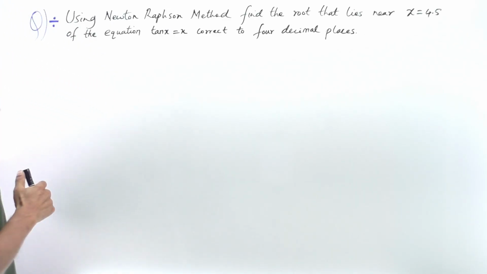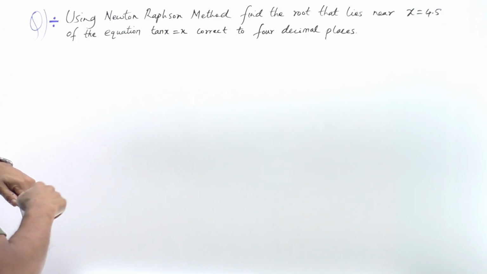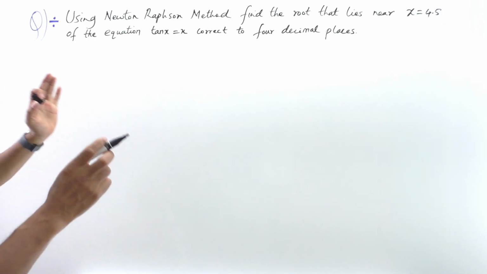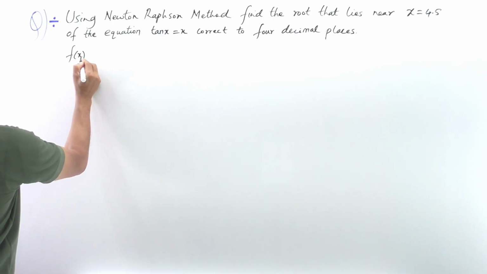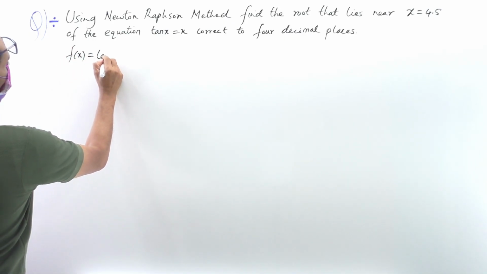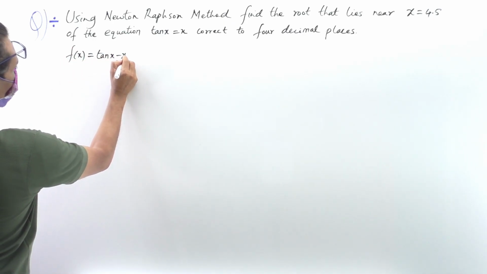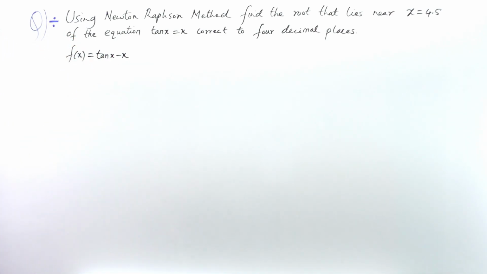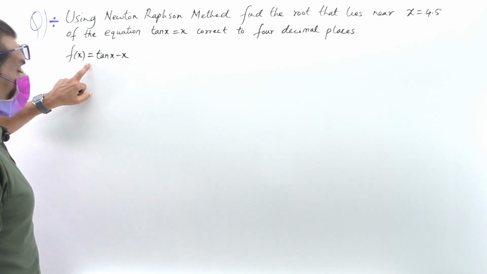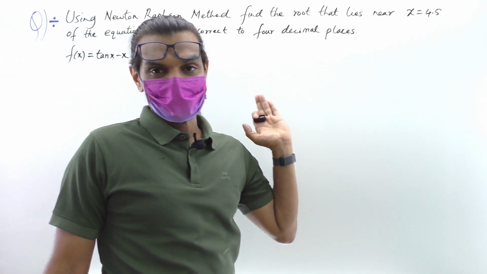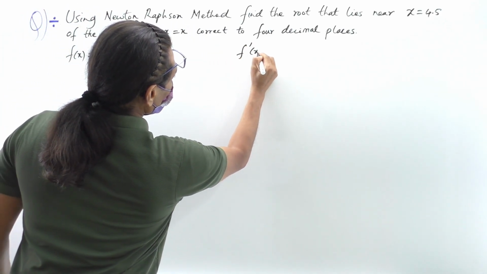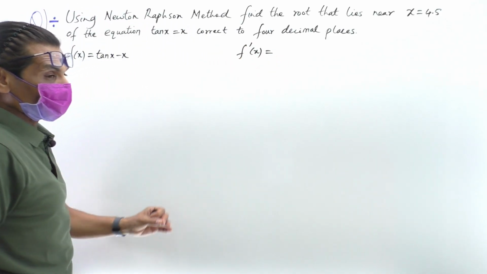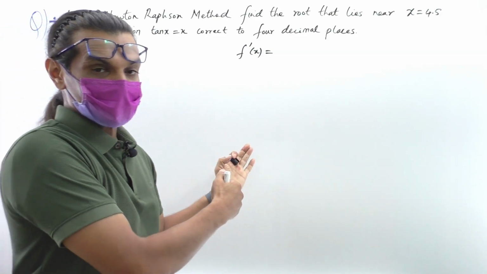Okay, now what we do first, if you have been following me, first we write a function. So the function is f of x is equal to tan x minus x. Okay, this is a function. Next, we find the differentiation of this, f dash of x. So we have f dash of x always in Newton-Raphson. We will see the formula now.